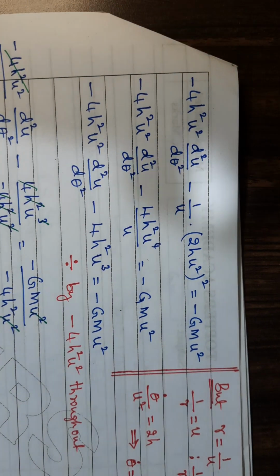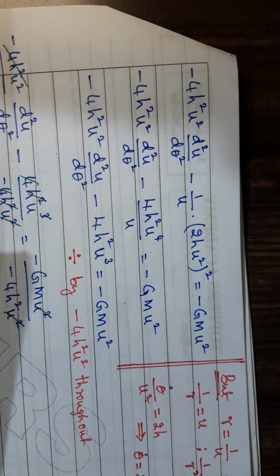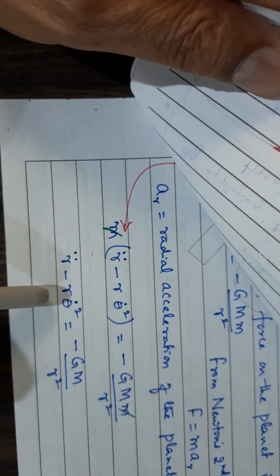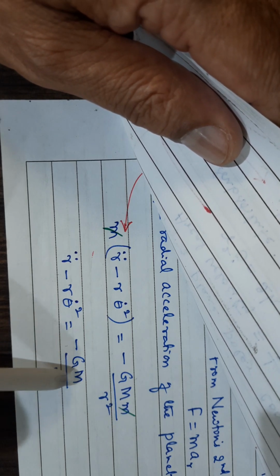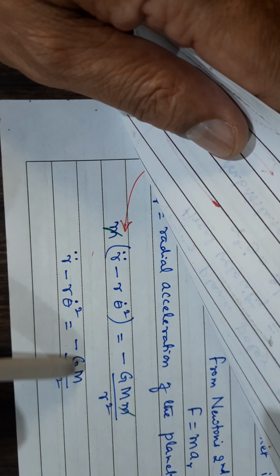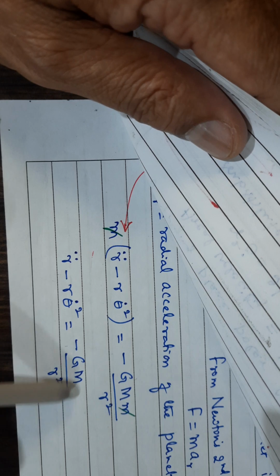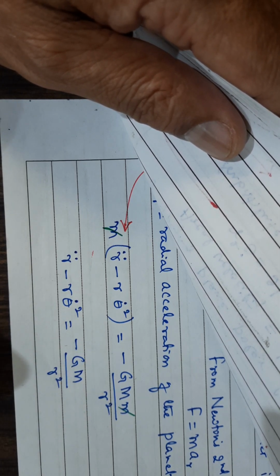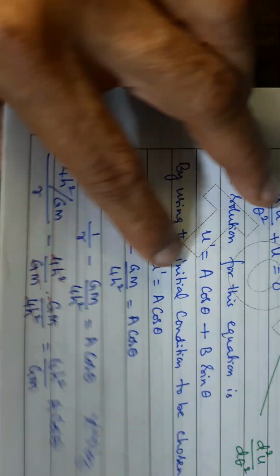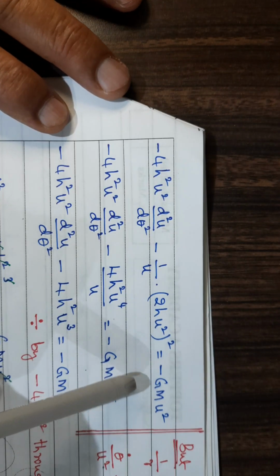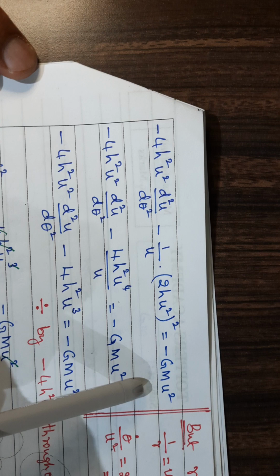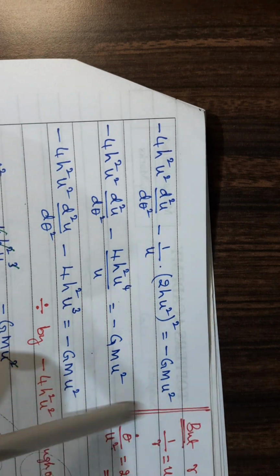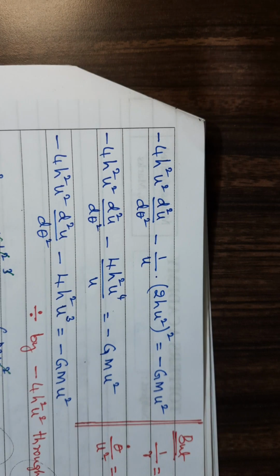So again I can repeat that. See that r double dot minus r theta dot square is equal to this. 1 by r square is equal to u square, so minus GM into u square you are going to get. Substitute everything, take from here, and substitute in this equation.